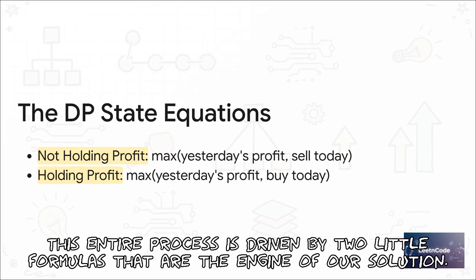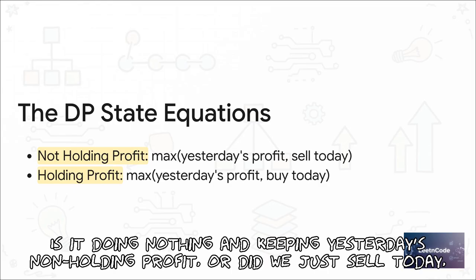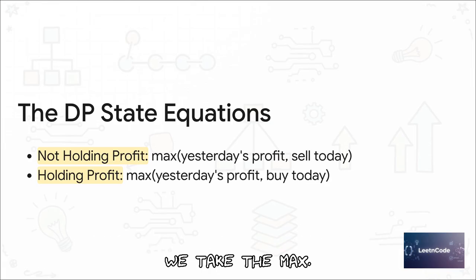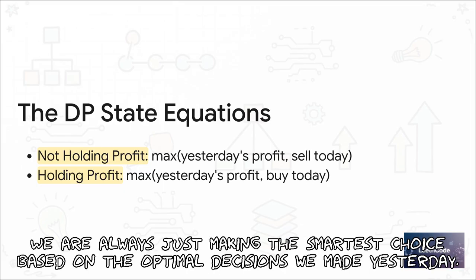This entire process is driven by two little formulas that are the engine of our solution. To get today's best profit without a stock, we just ask, what's better? Is it doing nothing and keeping yesterday's non-holding profit, or did we just sell today, which would be yesterday's holding profit plus today's selling price? We take the max. We do the same thing for our best profit while holding a stock. We are always just making the smartest choice based on the optimal decisions we made yesterday.